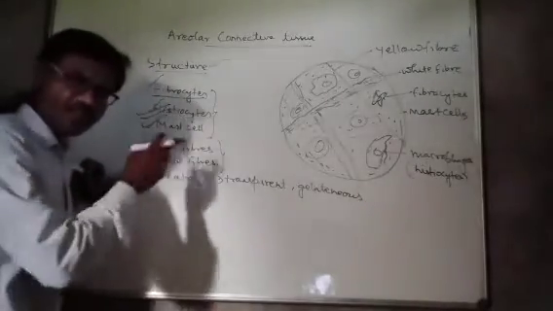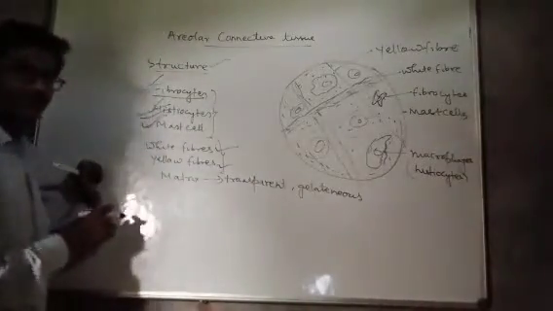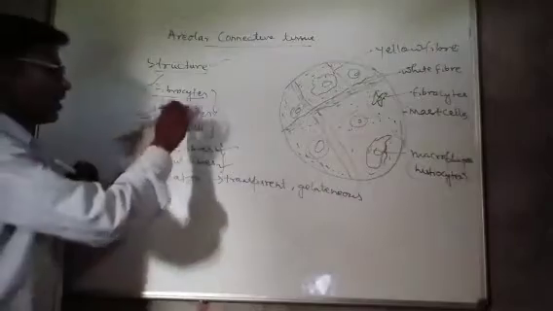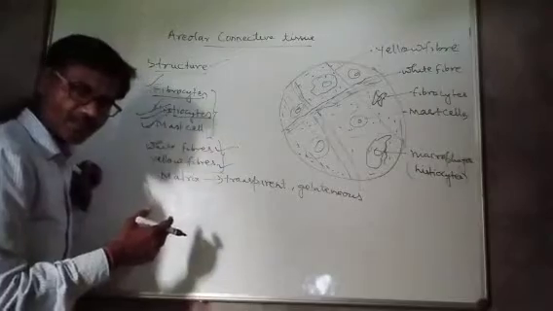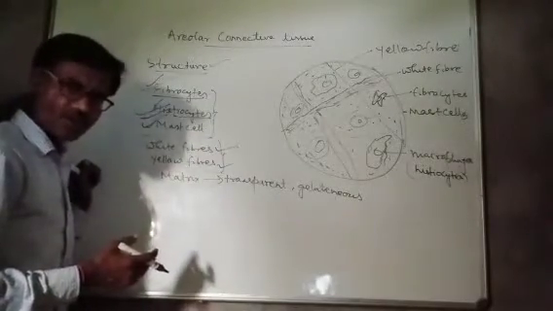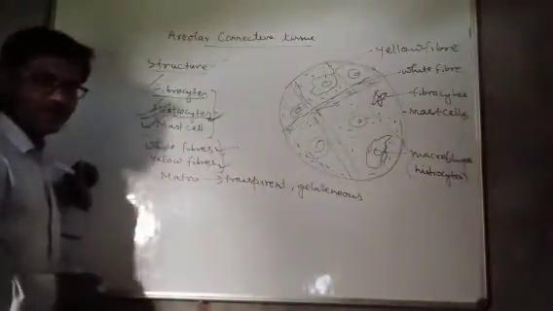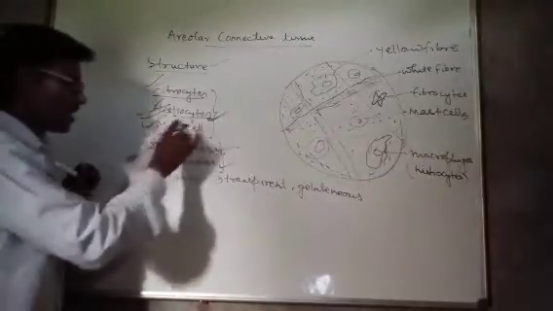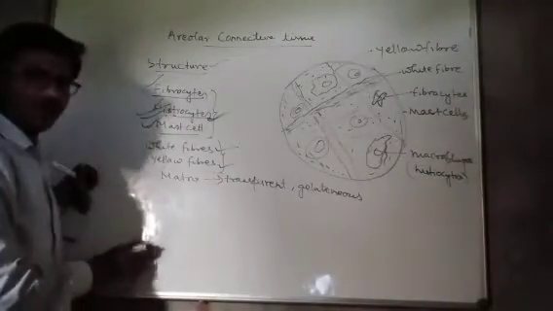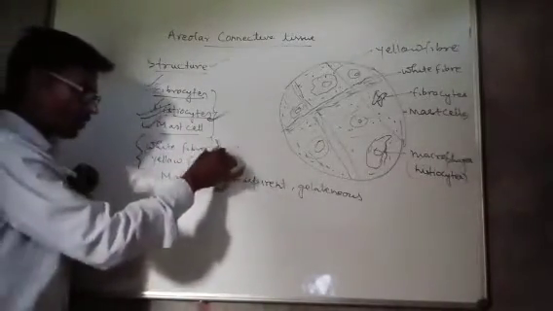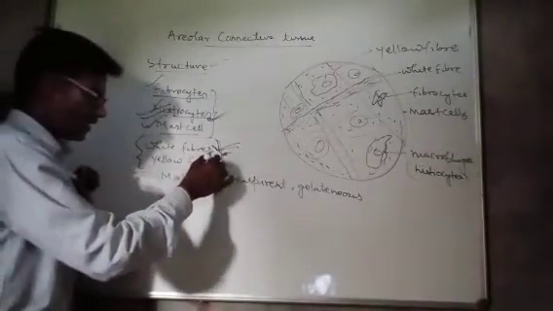Fibrocytes secrete fibers, the two types of fibers, white fibers and yellow fibers, present in the tissue. Histiocytes, which are also called macrophages, are phagocytic in nature. They kill germs by phagocytosis. These cells save us from infection, right? And mast cells are the third type of cells. Both types of fibers are present in this tissue, white fibers and yellow fibers.